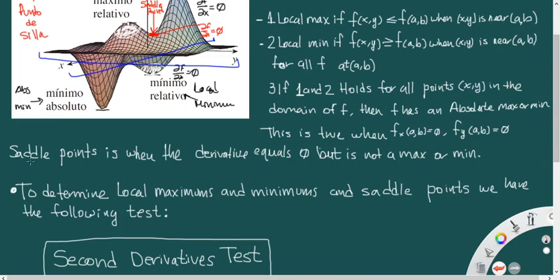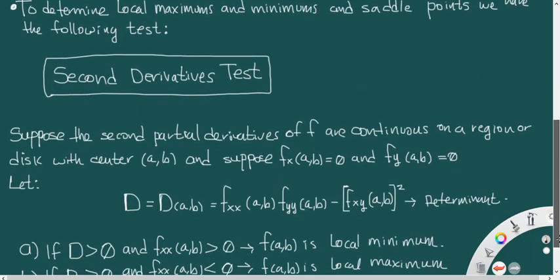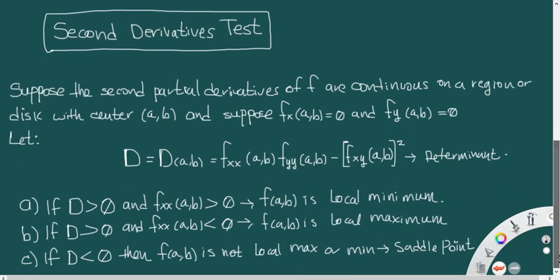And how do we know how to calculate a saddle point? Well, we are going to share a new formula. This is a new formula for you guys. We are going to use it. Please take note of it. The formula is named the second derivatives test.